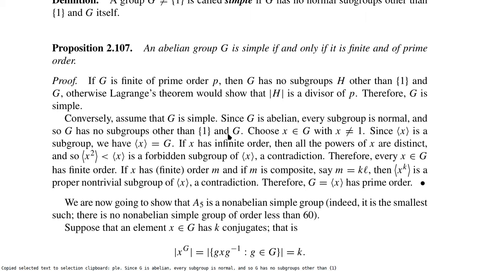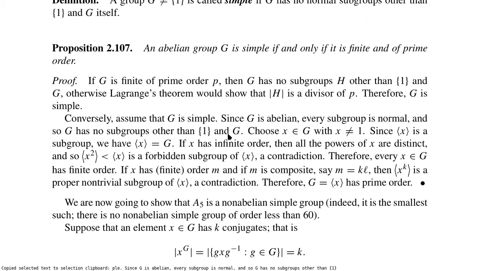And so the cyclic subgroup generated by X squared would be a subset of the cyclic subgroup generated by X. Okay, so that is a forbidden subgroup of X, because you need all the powers to be distinct, right? So that's a contradiction. So every element in X has finite order.